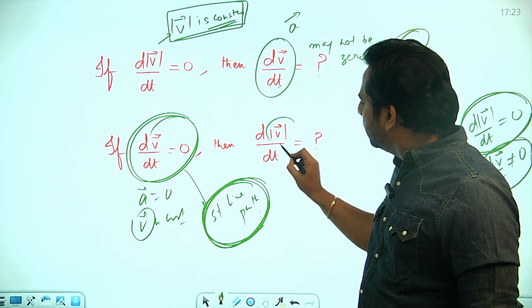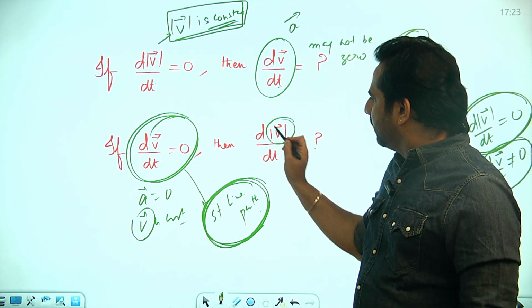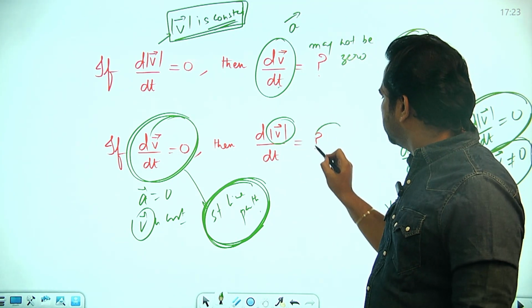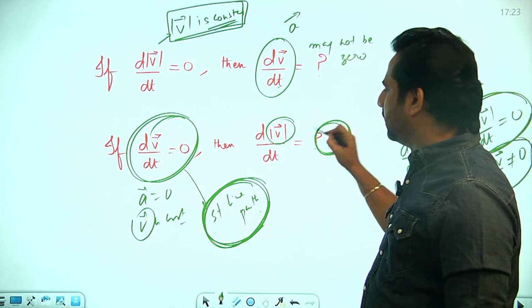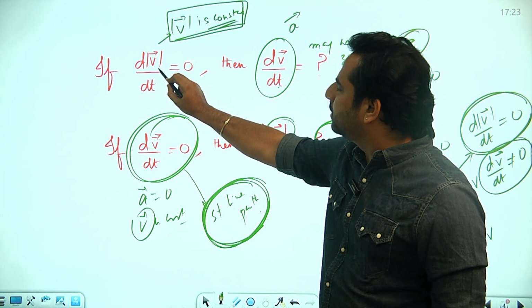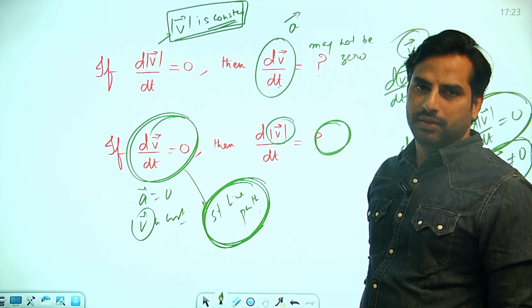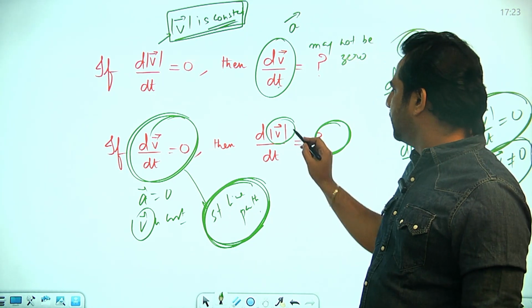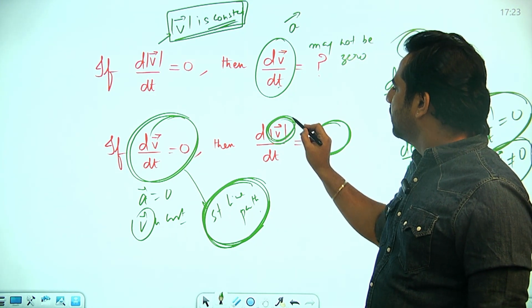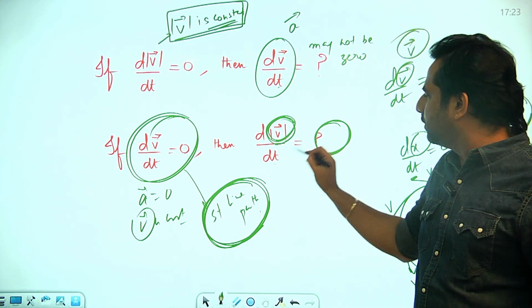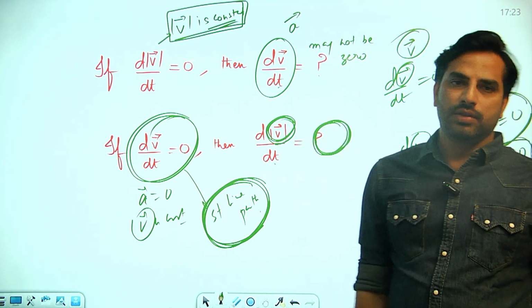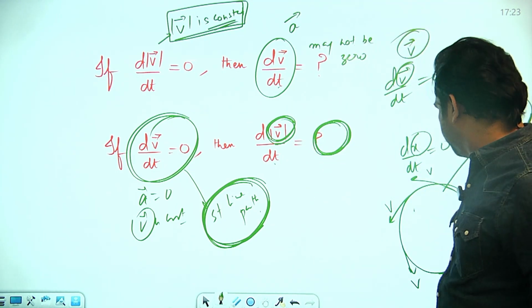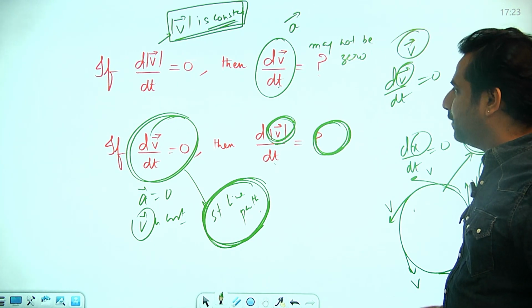So magnitude is also constant. So this implies this. So this is 0, magnitude is also constant. But if magnitude alone is constant, I cannot talk about direction. But if both magnitude and direction are constant, then I can say the magnitude is also constant. So the change of magnitude with respect to time is 0. So this is the understanding of these pretty confusing terms.